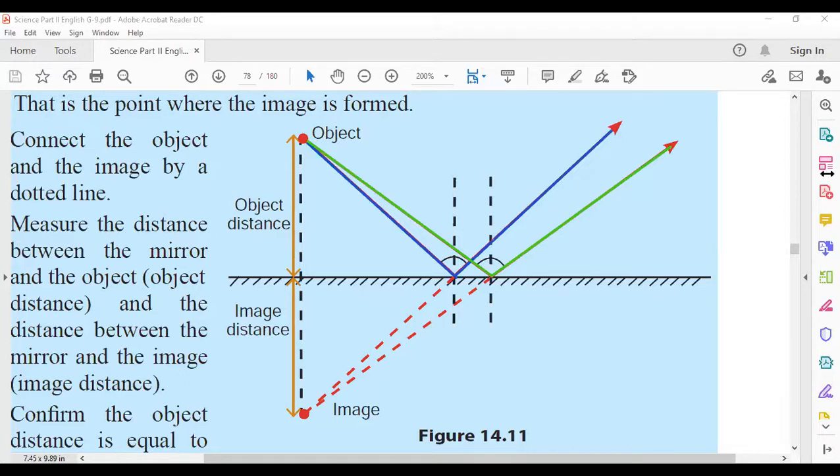Can everyone accept it? No, they are not equal. Ashik, they are not equal. I think Ashik didn't understand my question. The blue ray's incident angle and the green ray's incident angle, are they equal, Ashik? You measured both the angles. Without an answer, you are saying yes or no.